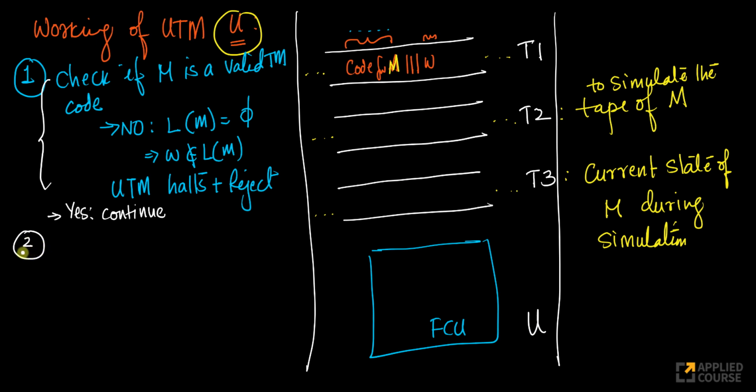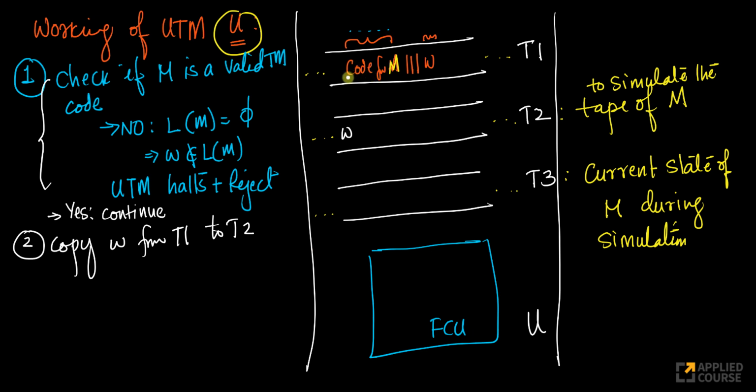So now comes the second step. Whatever is W, whatever is the input. Look at this. On T2, we want to simulate the tape of M. Now, when I'm trying to simulate M, imagine M itself is running. Then this W will be present on the tape of M. So I will copy W from T1 to T2. And that is very simple. The finite control unit can do that.